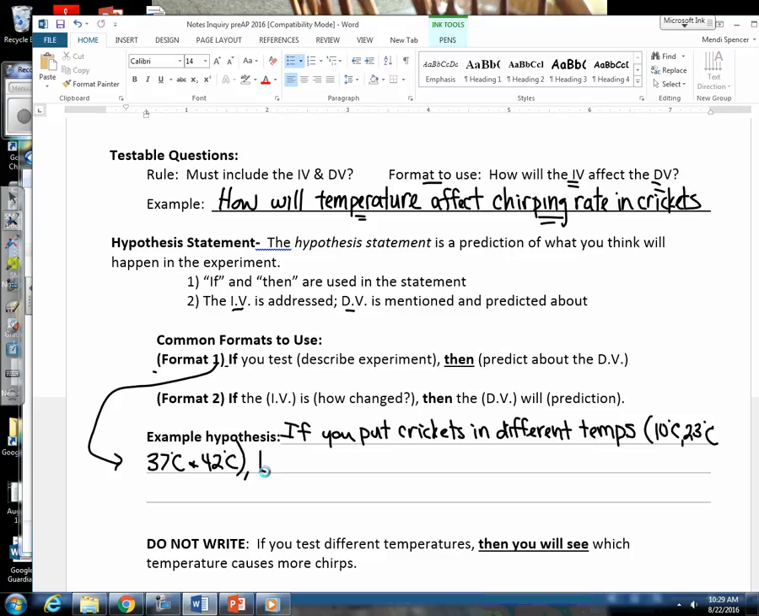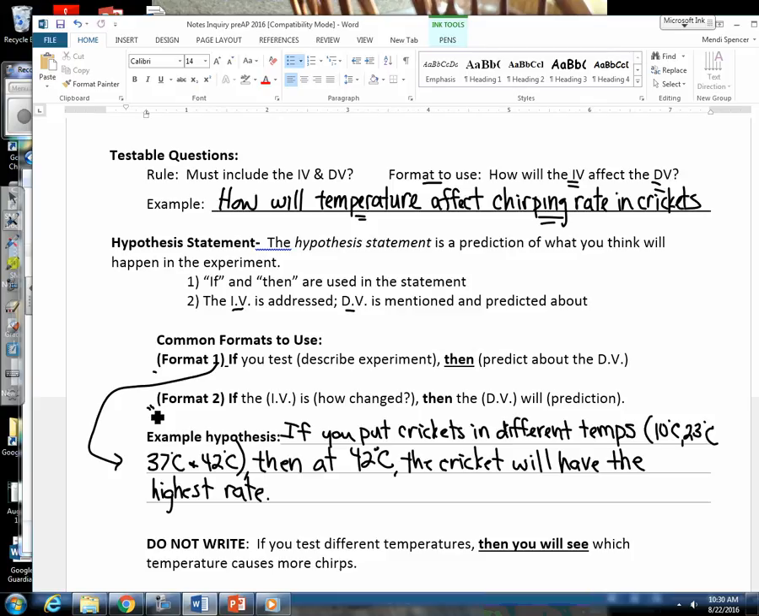And then I'm to the then part, comma, then. Now we have to predict about the dependent variable. We have to predict about chirping rate, or the number of chirps. So if you put crickets in different temperatures, then let's say I think that at 42 degrees Celsius, they're going to have the highest chirping rate. Then I'm going to put that. That's my prediction. And then I'm going to say, then at 42 degrees Celsius, the cricket will have the highest chirping rate. Basically, you're going to predict whatever you think is going to happen.